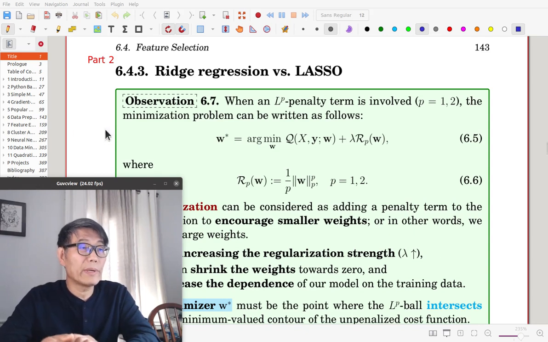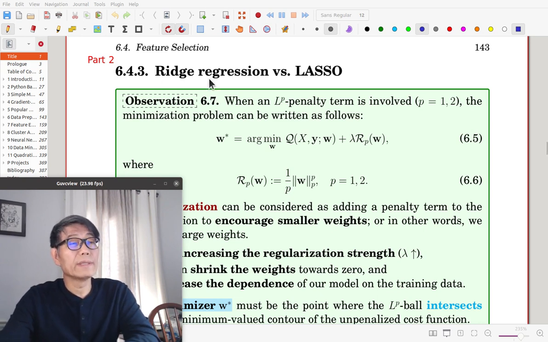It is the second part of section 6.4. Here we'll study ridge regression and LASSO, which are regularization techniques. Ridge regression, also known as Tikhonov regularization, is with an L2 norm based penalty term, while LASSO is with an L1 norm based penalty term. Here we have an observation.